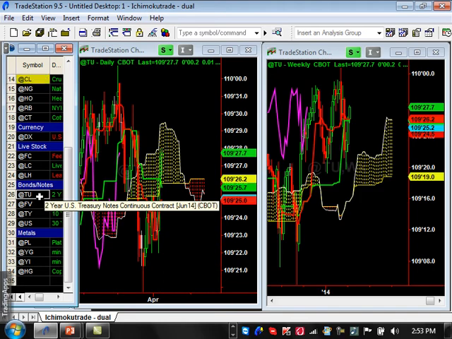Now we're going to go to bonds and notes. First we'll look at the 2-year. This is really doing nothing except consolidating.